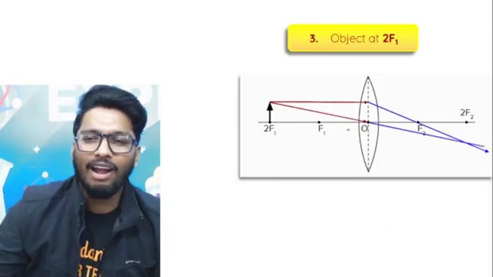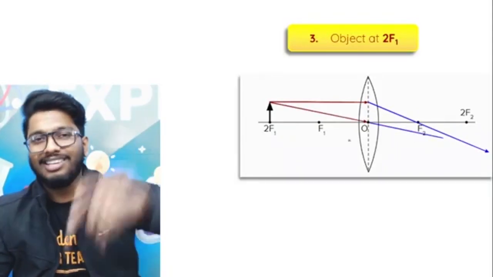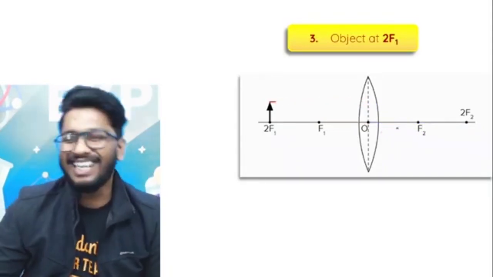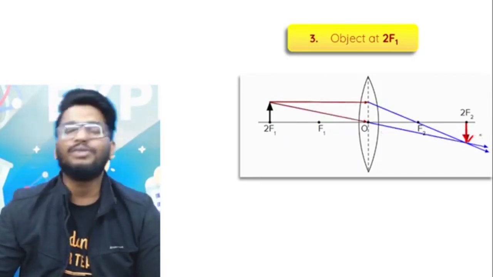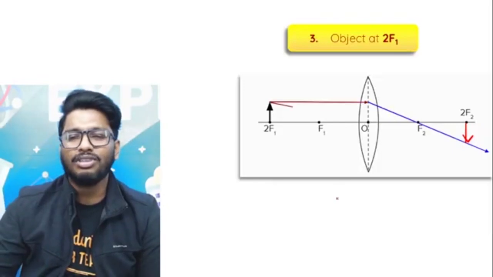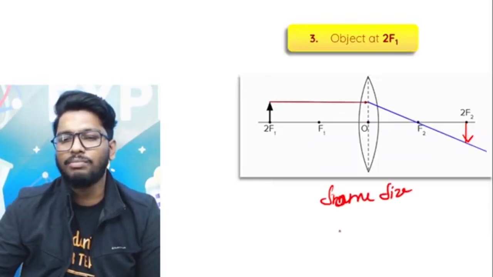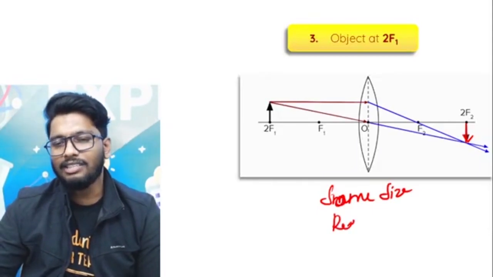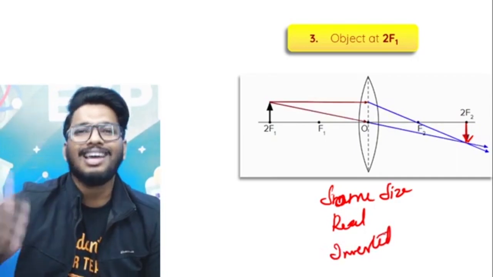Just look at this. One ray of light parallel to the principal axis passes through the focus. Another ray of light passing through the center of curvature, optic center, will pass through undeviated and again meet exactly at 2F2. What are the properties of the image? It is of the same size as the object. It is going to be real because the rays of light are actually meeting, and it's inverted as well.